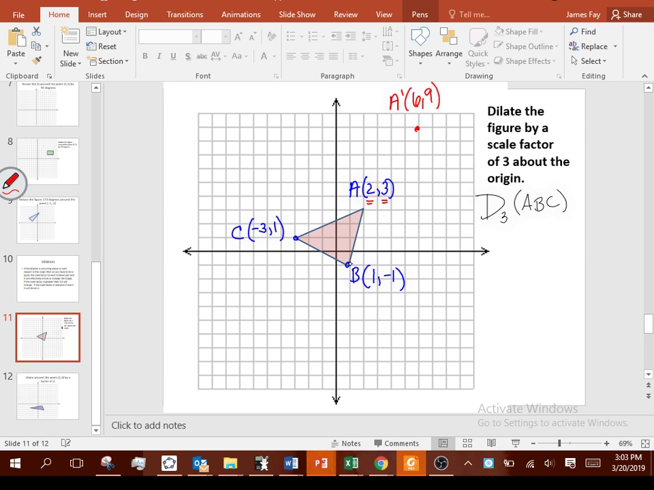Where's B going to go? (3, -3). So that's B prime. Tablet died, hold on. All right, so 3 to the right, 3 down. So there's B prime, (3, -3). Where is C prime going to show up? (-9, 3).